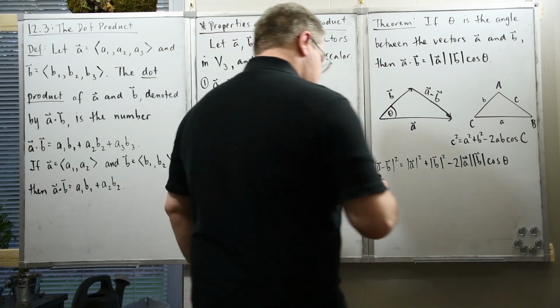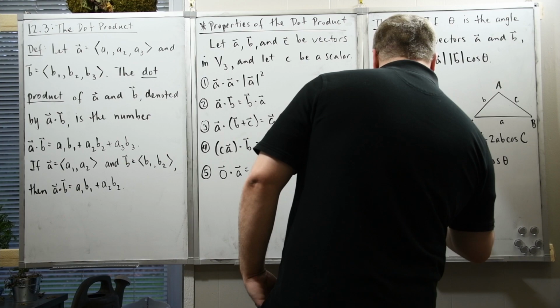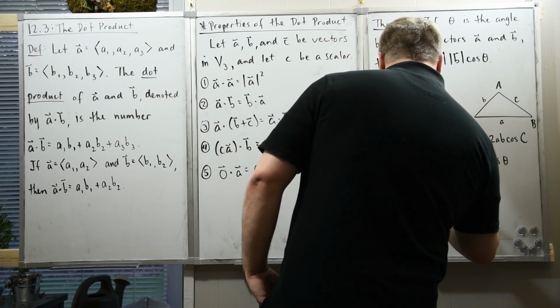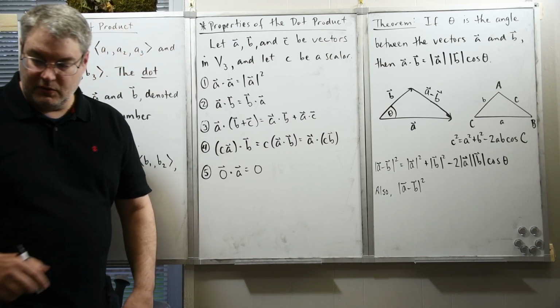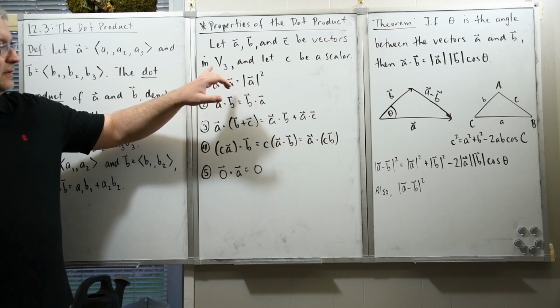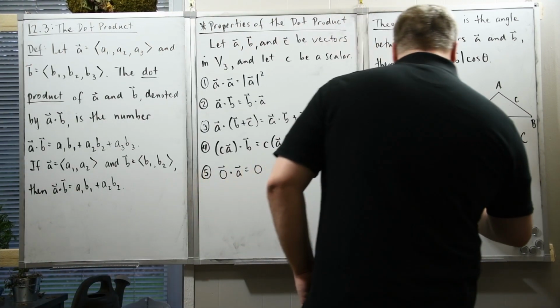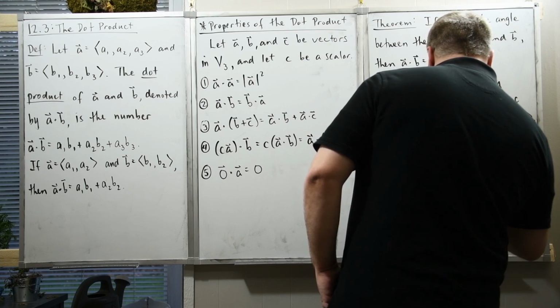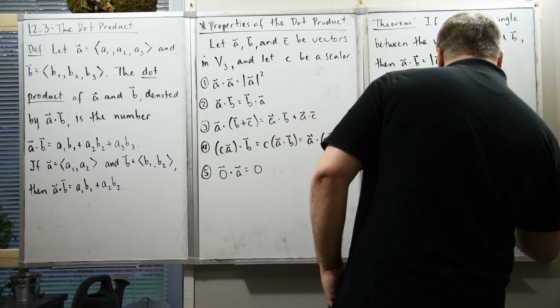So also, we know that the square of the magnitude of A minus B, well, going back to property 1 here, the square of the magnitude of a vector is the dot product of that vector with itself. So we can think of this as A minus B dotted with A minus B.